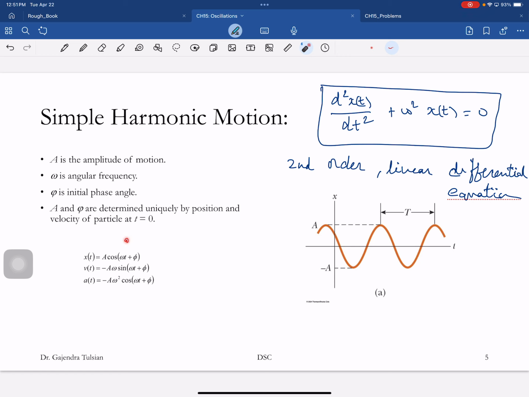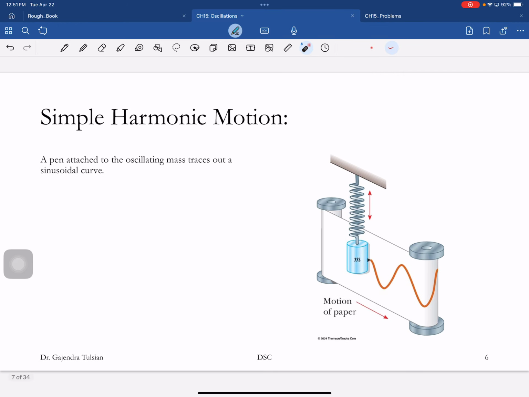Okay. Omega is called the angular frequency. Okay. And so A is the amplitude of motion. Omega is the angular frequency. Phi is the initial phase. That's the term. A and phi are determined uniquely by the position and velocity of the object at t equal to 0. So they are determined by the initial conditions. Those determine the particular solutions. Okay? So again, this is called a simple harmonic motion.